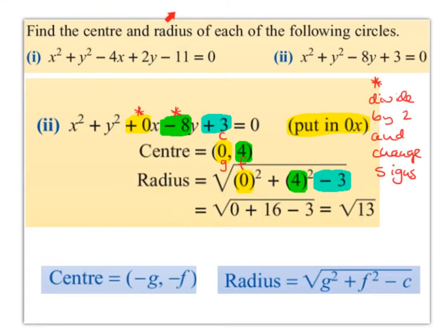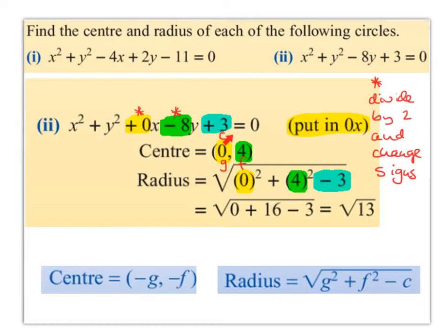Find the centre and the radius of this circle, x squared plus y squared minus 8y plus 3 is equal to 0. So notice that we have no x term here, so we're going to put in 0x. So we take the coefficient of x, we halve it and change the sign, but you're still going to be left at 0, so our x value is 0 for our centre. We take the coefficient of y, which is minus 8, we halve it, change the sign to get 4. So the y value of our centre will be 4.